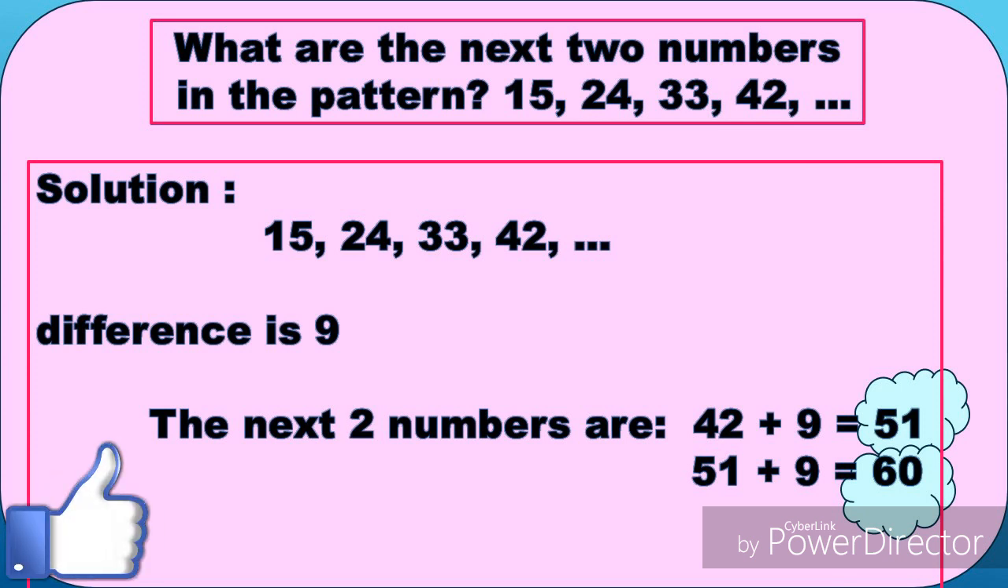So, ibig sabihin, next two numbers, ang last number natin is 42. Pag nagdagdag tayo ng 9 is 51. Then, 51 add 9 is 60. So, ang next two numbers natin is 51 and 60.